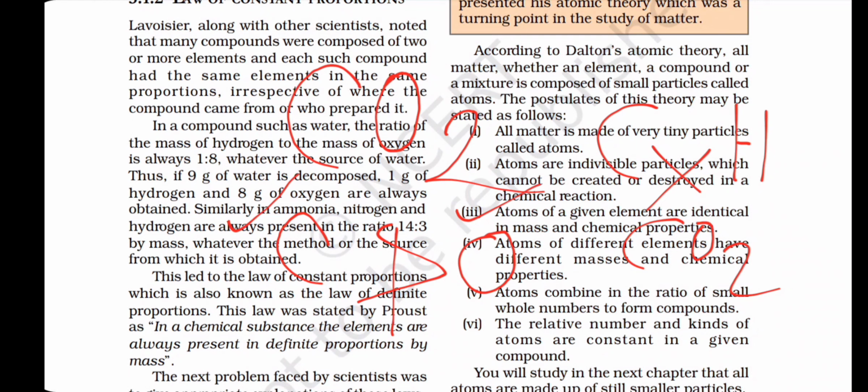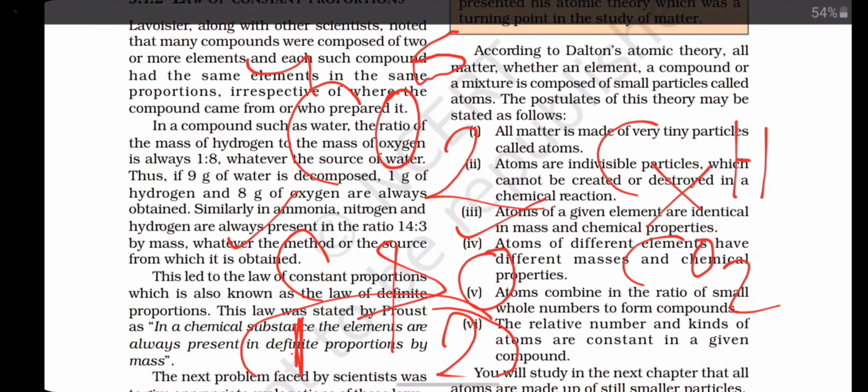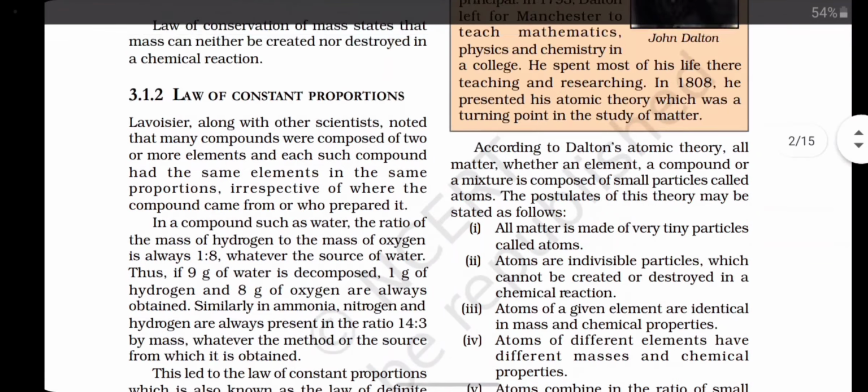Its ratio is always the same. We have to take 1 atom of carbon along with 2 atoms of oxygen to form carbon dioxide. We can't take 4 and 6, we can't take it like this. We have to take 1 atom of carbon and 2 atoms of oxygen to form carbon dioxide. This is all about the Dalton atomic theory. We'll study more about the atom, the smallest particle, in the next chapter.